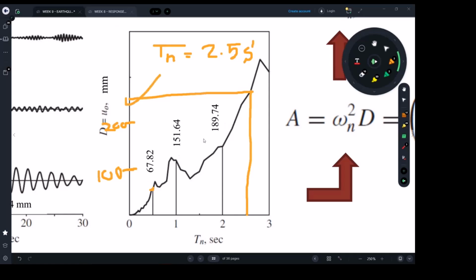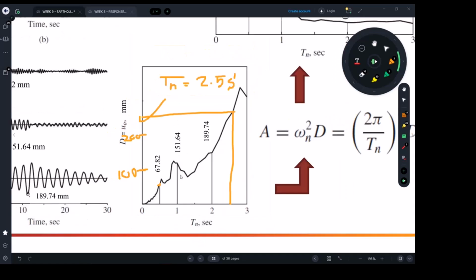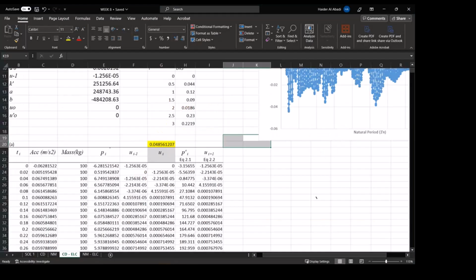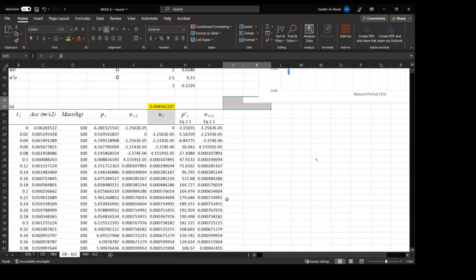So 250, that's basically just a simple application of the spectrum curve. But remember what you did with your Excel, you generated those curves. And you can generate them for velocity, acceleration, pseudo velocity, or pseudo acceleration. You won't be able to do those Excel sheets if you did not do what we did last week.